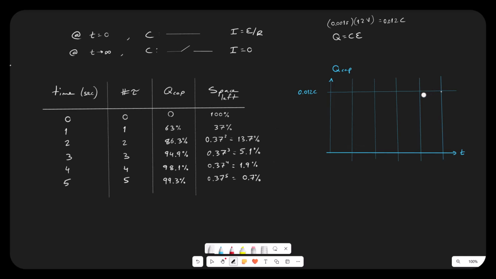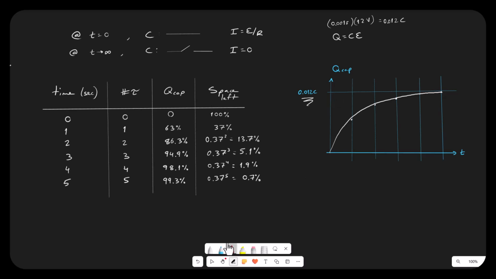At 5 time constants, I will have pretty much reached this. At 4 time constants, I'm really close. At 3, I'm still really close. 2, I'm starting to drop off a little. 1, I'm down to like 63%. So I'm going to get a curve that looks like this. That's going to asymptotically approach, but never quite reach that 0.012 Coulomb mark.